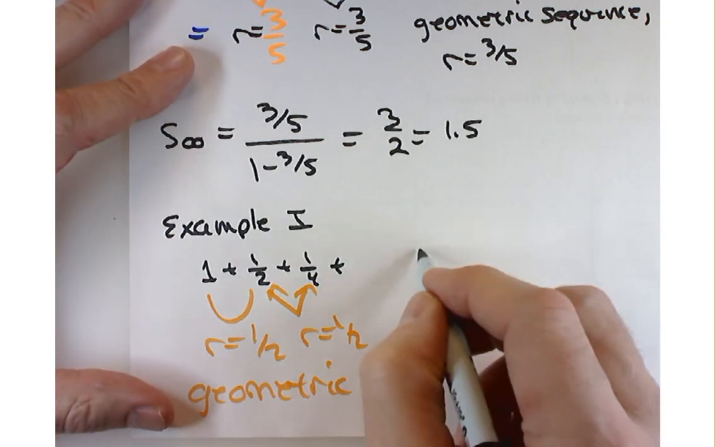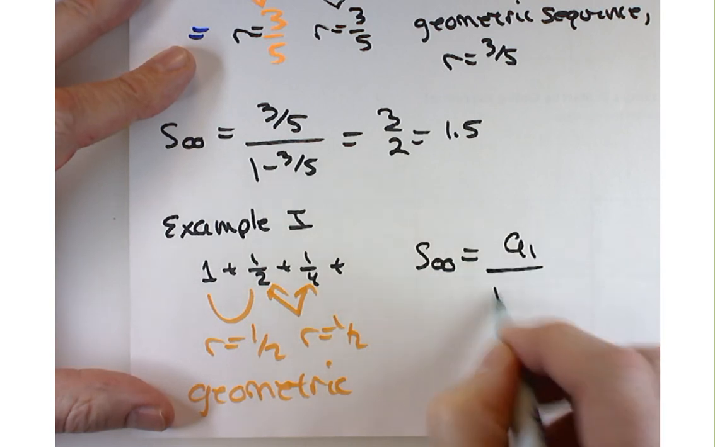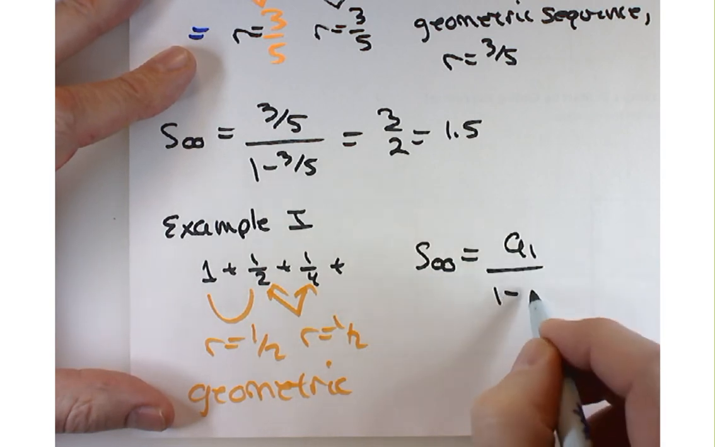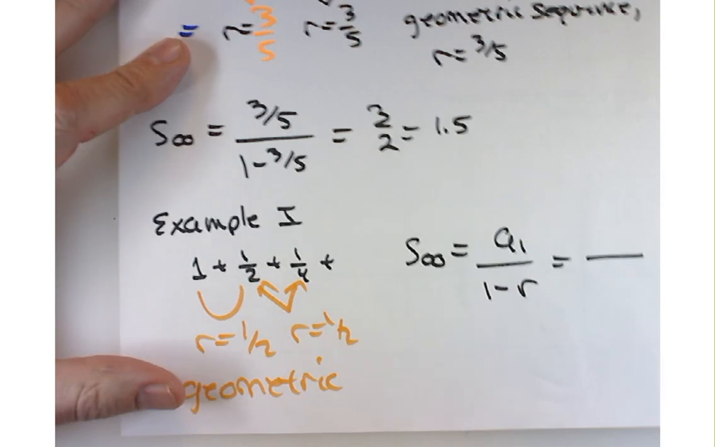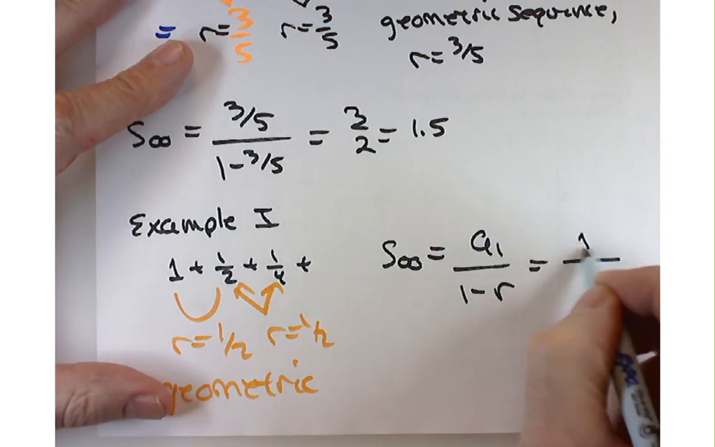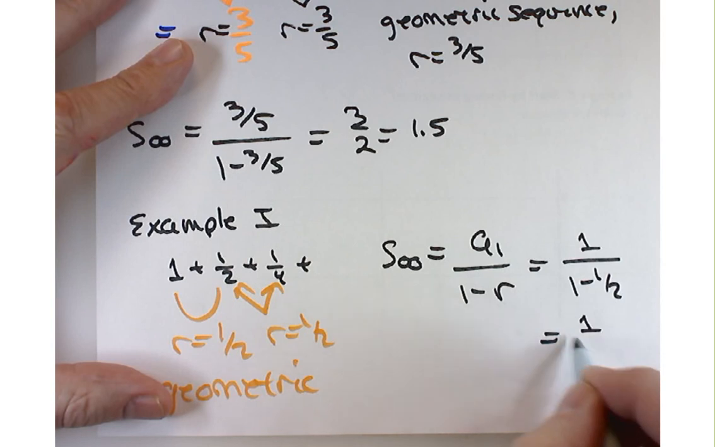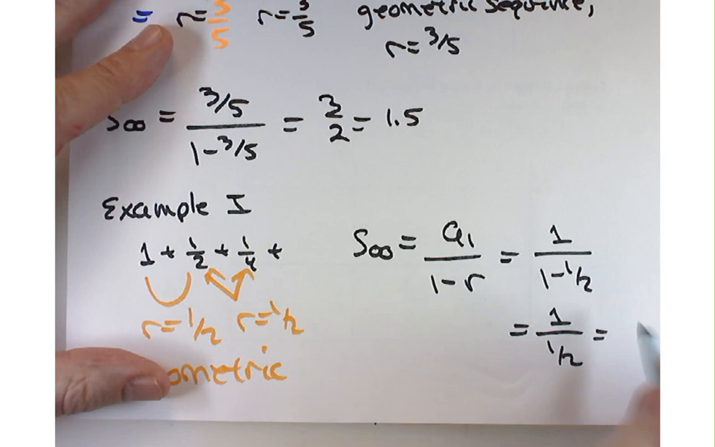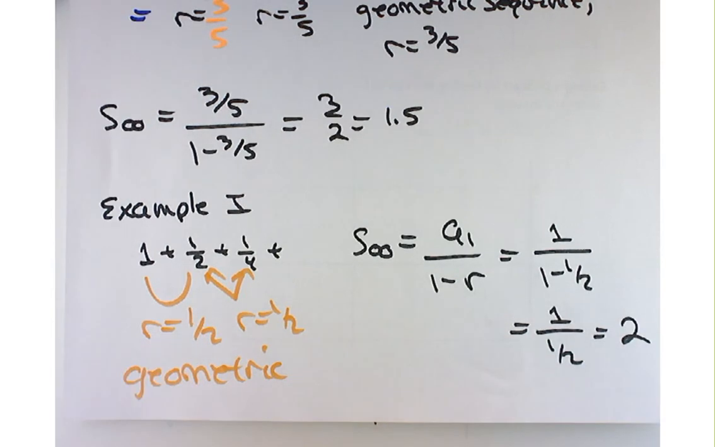All right, so S sub infinity is going to be A sub 1 over 1 minus R, which is what? 1 over 1 minus 1/2, which is going to be 1 over 1/2. Was the bartender right? Yes, he was. So it sums up to 2. Pretty cool.